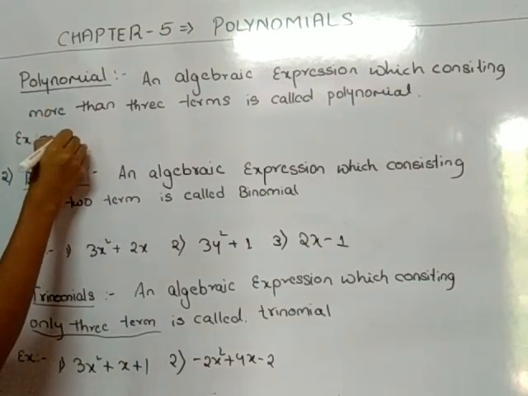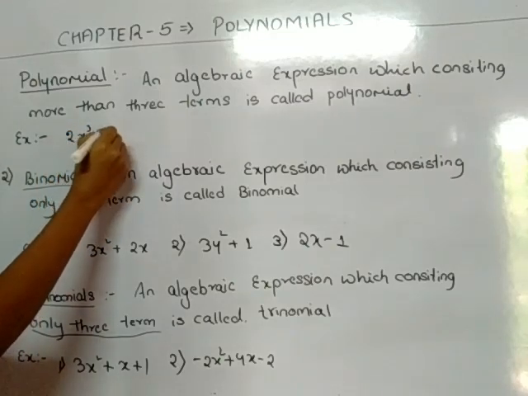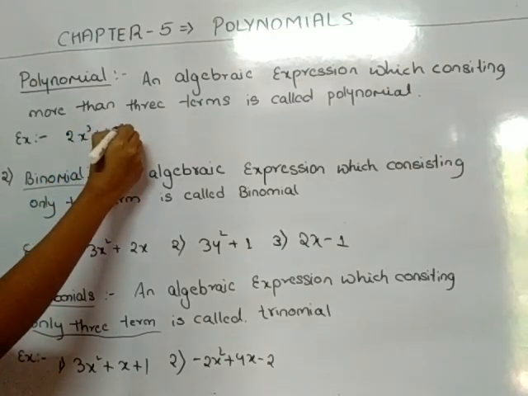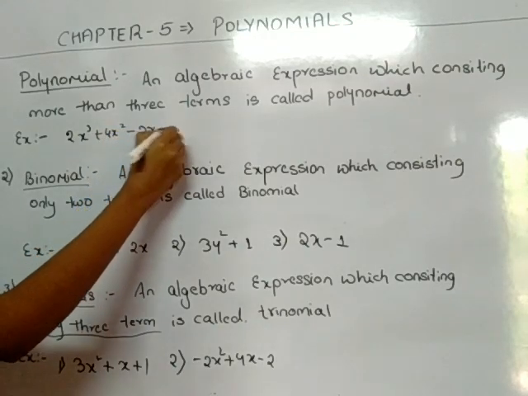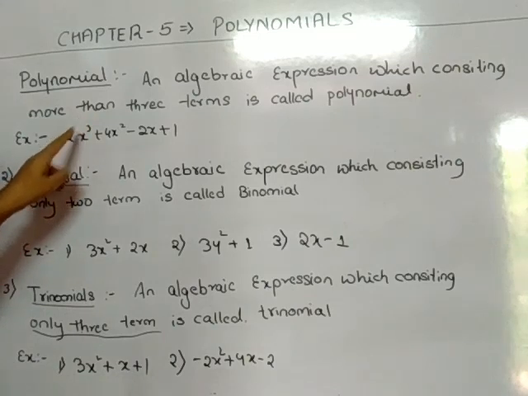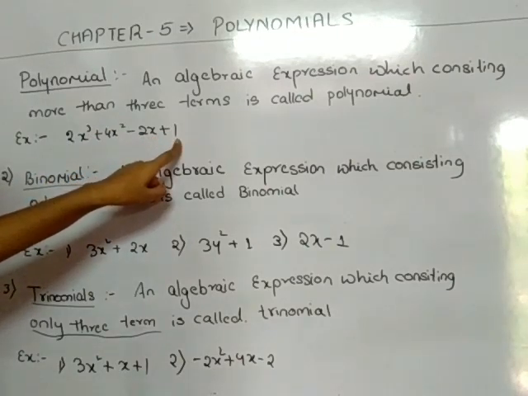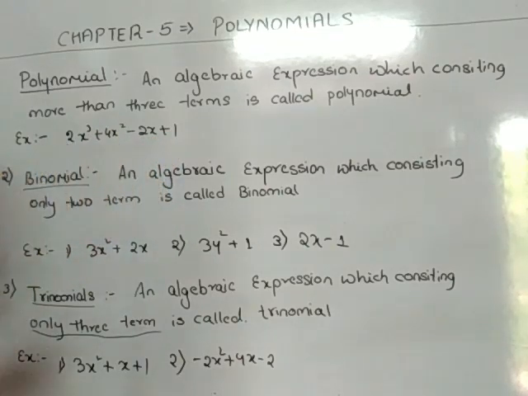Polynomials example, that is 2x cube plus 4x square minus 2x plus 1. We can observe here there are 4 terms. 2x cube is 1 term, 4x square is another term, 2x is another term and 1 is another term. Isn't it? Here there are 4 terms. If an algebraic expression involves 4 terms, then such types of algebraic expressions are called polynomials.